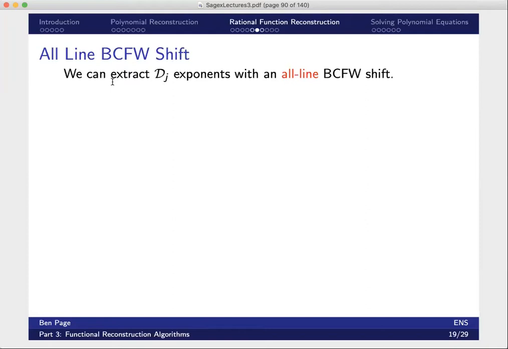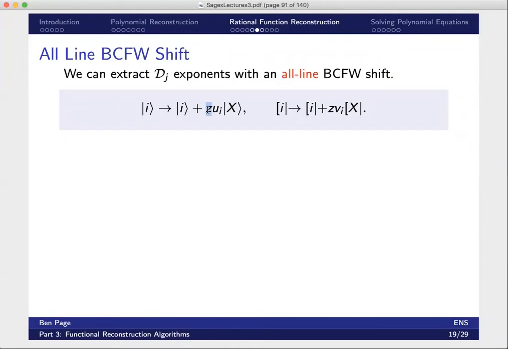Well, the idea is that we're going to make a BCFW shift. We're going to make a particular form of a BCFW shift where we shift all of the lines. So a BCFW shift has a natural univariate parameter Z, and this is going to be the parameter we focus on in our univariate function. So the particular shift that we're going to be making is i goes to i. So we take the angle spinor and we shift it by Z times u_i times some reference spinor x, where we're leaving u_i floating. And we do the same thing for a square spinor.